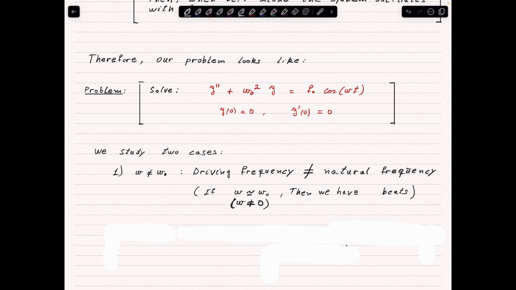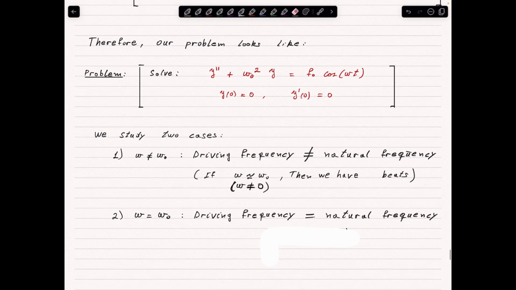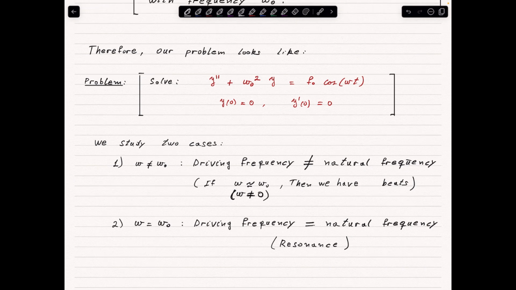And then the other case is when the driving frequency is exactly equal to the natural frequency. This is what we have here. In that case, we are going to have a different phenomenon called resonance, which we are really interested in understanding. Okay, so this is the summary of what we are going to do in this video.